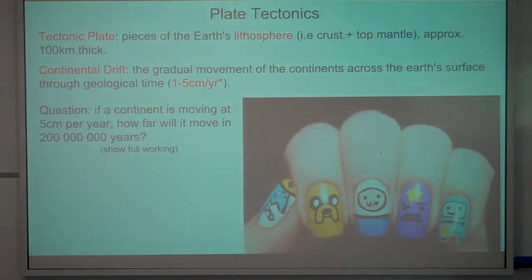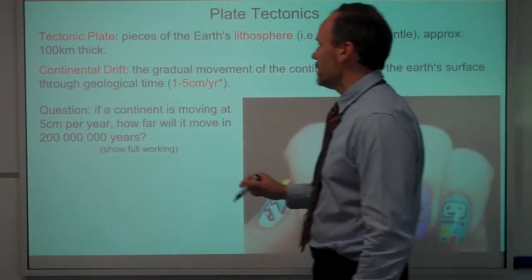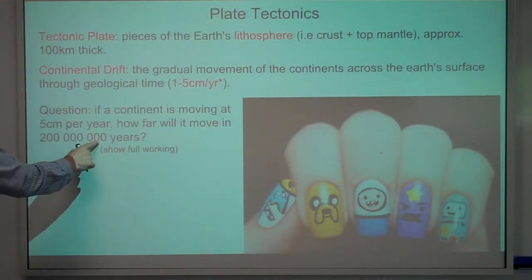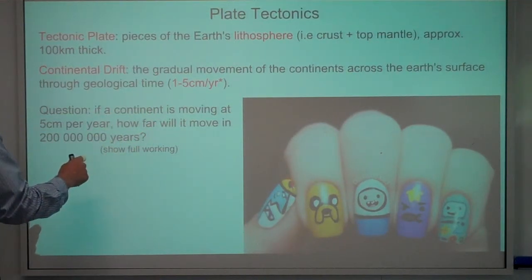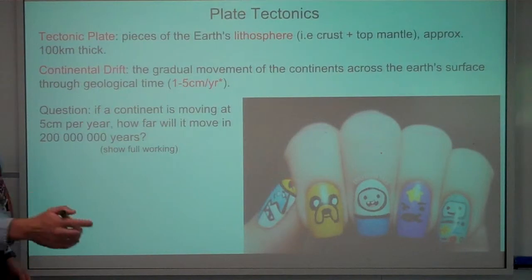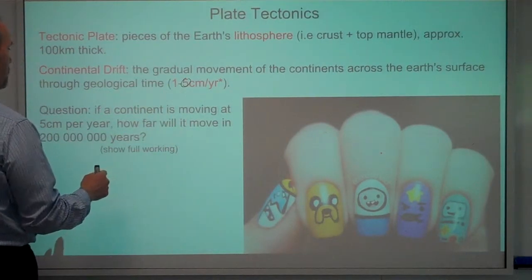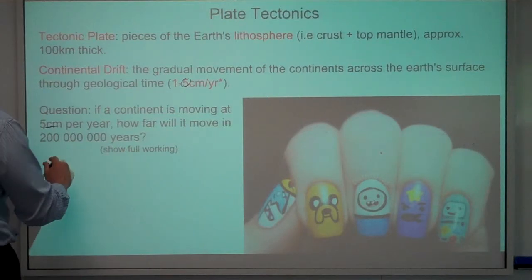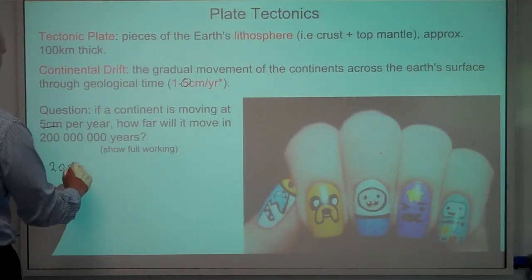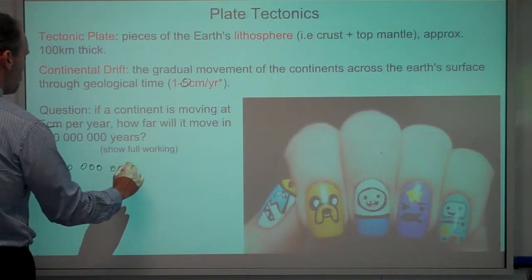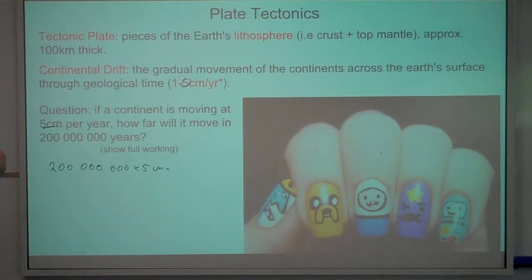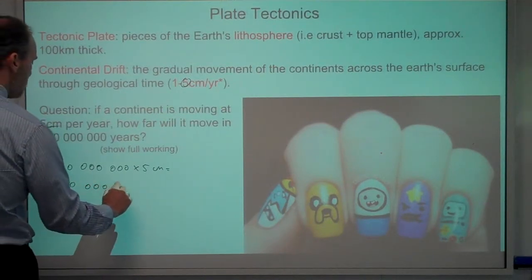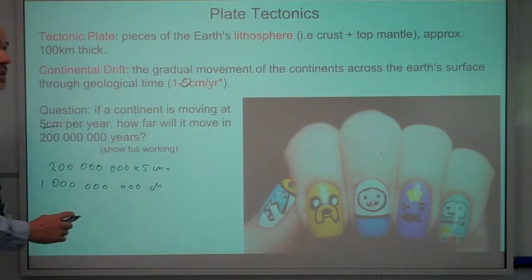Okay. So, how would you do the math on this? You've got 200 million years, and it's 5 centimetres. I should have said 5 centimetres a year. So it's 200 million times 5 centimetres, which is 1 billion centimetres. Now, how many centimetres in a kilometre?